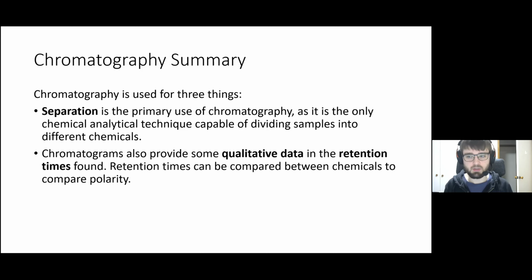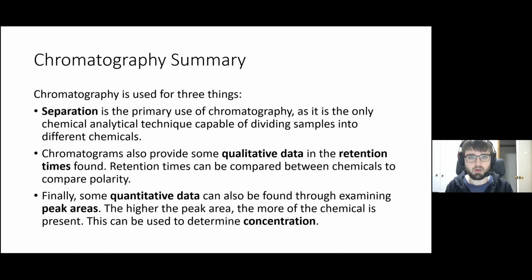So the second thing we can get from chromatography is some qualitative data. We can use retention times and compare those between different chemicals to look at their polarity. And then lastly, we can find some quantitative data. So we can get a peak area whenever we run something through a chromatograph. And then we can compare those peak areas with known peak areas produced by solutions of known concentrations. That should tell us our concentrations.